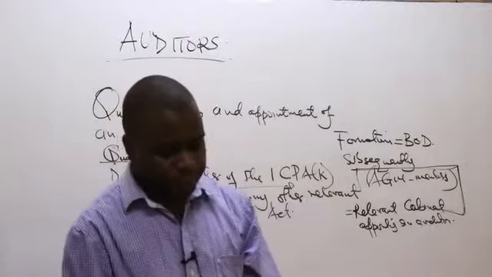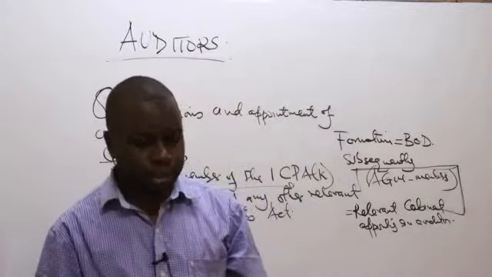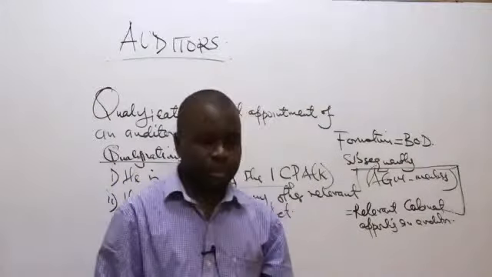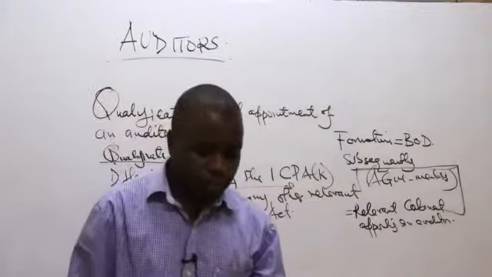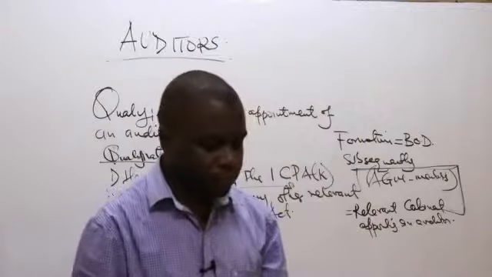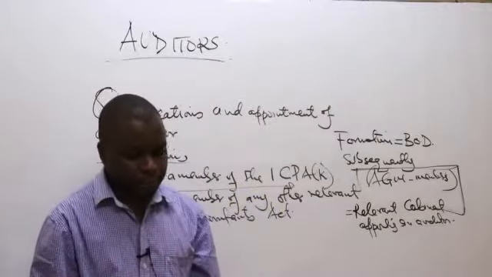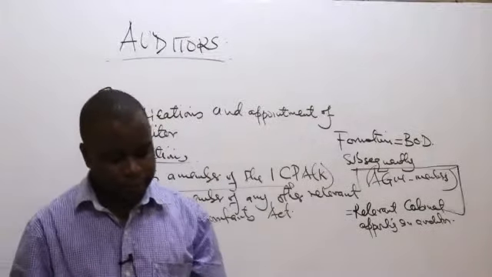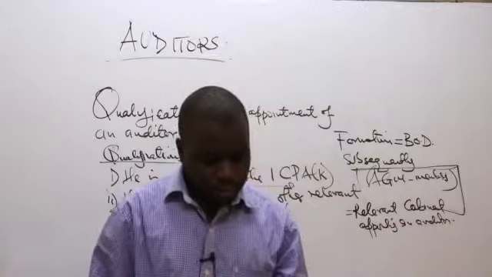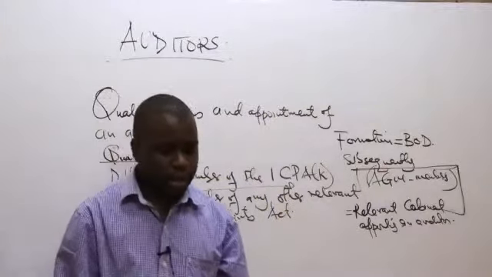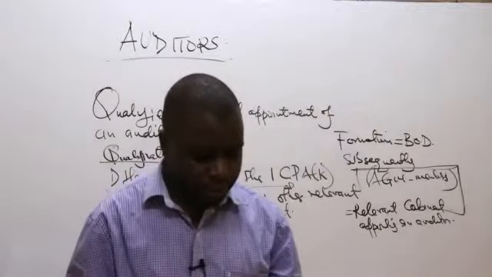So number one, he is not qualified for reappointment. Or number two, a resolution has been passed to reappoint someone else. Then number three, a resolution has been passed that he should not be reappointed. So the members have decided he should not be reappointed.